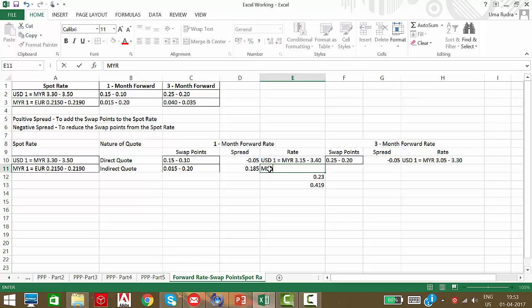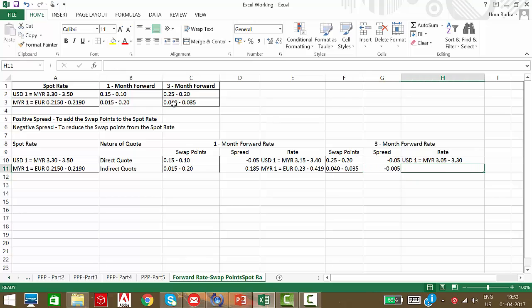So I can write MYR1 equals to euro 0.23, 0.419. So we are clear how it is coming. Now for 3 months forward rate, this is the swap points. So let me copy here. What is the spread? 0.035 ask swap minus 0.040 bid swap. Spread is again coming negative.